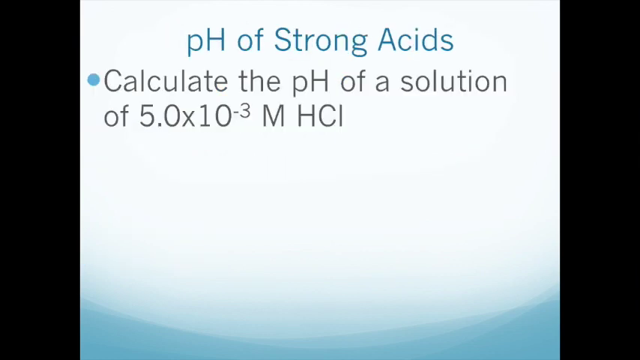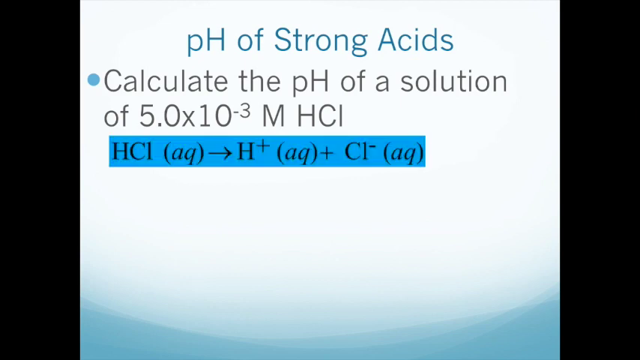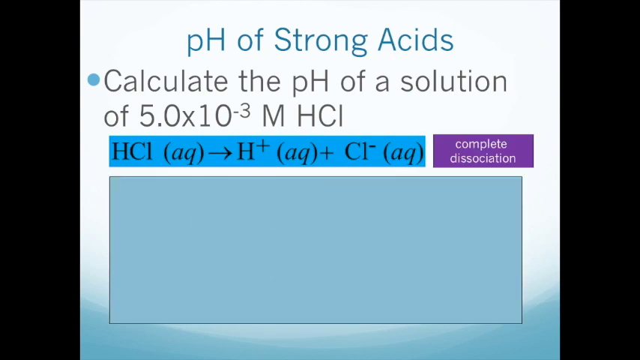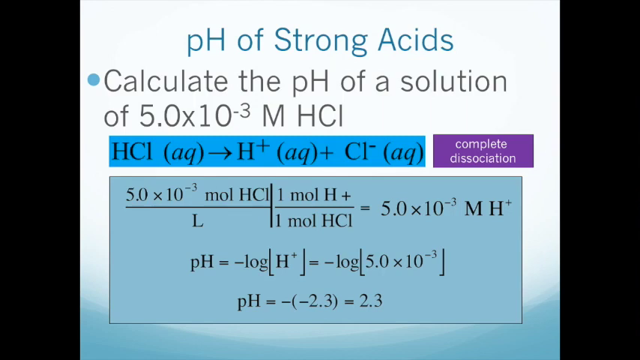So for instance, if you have a 5.0 times 10 to the minus third molar HCl solution, you can calculate the pH by assuming that this is completely dissociated and that therefore you have a 1-to-1 mole ratio. So 5.0 times 10 to the minus 3 moles is multiplied by 1 mole of H plus per 1 mole of HCl. So your concentration is the same, and then you take that concentration and plug it into your pH formula. Negative the log of 5.0 times 10 to the minus 3 is equal to a pH of 2.3. So this is quite an acidic solution.